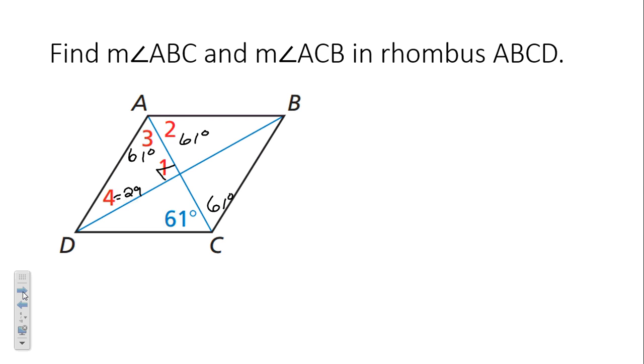Okay. We could also have used the fact that consecutive angles are supplementary. So if this is 122, 180 minus 122 would get us 58 here, and bisected is 29 each. That only happens with a rhombus and a square, that you get the angles bisected. Okay?